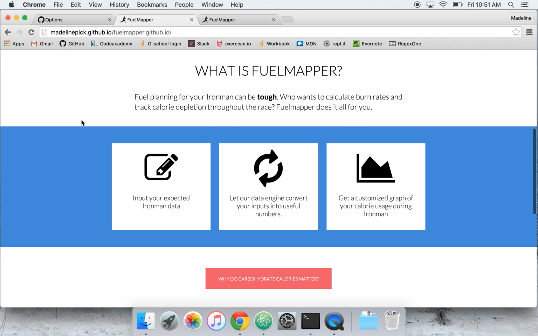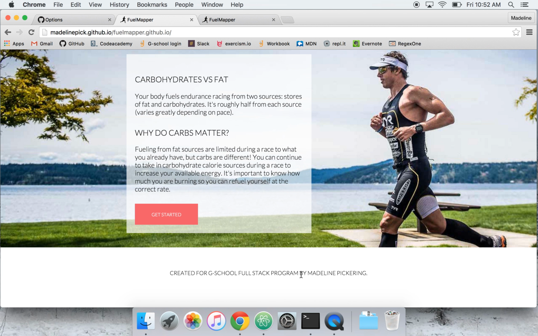First it tells you what the site does, which is take your Ironman data that you input and convert it into something useful, which is a chart that shows you your calorie usage over the course of the race. And also explaining the difference between carbohydrate calories and fat calories, because you use both during an endurance race, roughly half and half depending on your pace, and you can replenish carbohydrate calories, but you can't replenish fat. So when you're eating, the carbohydrate calories are what you care about because that's what you're trying to replace.